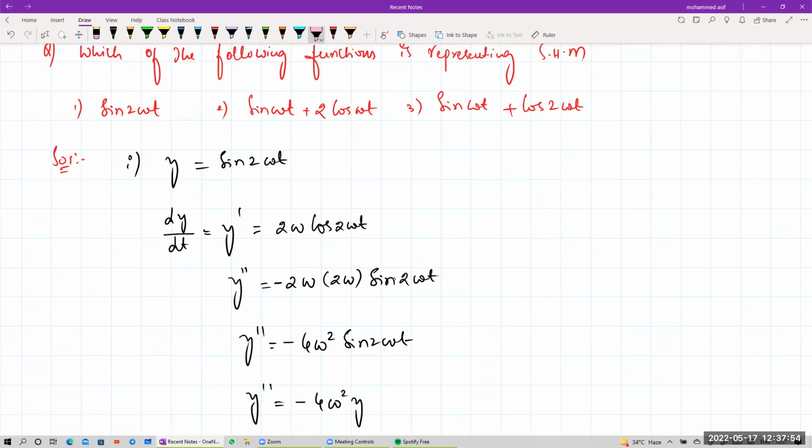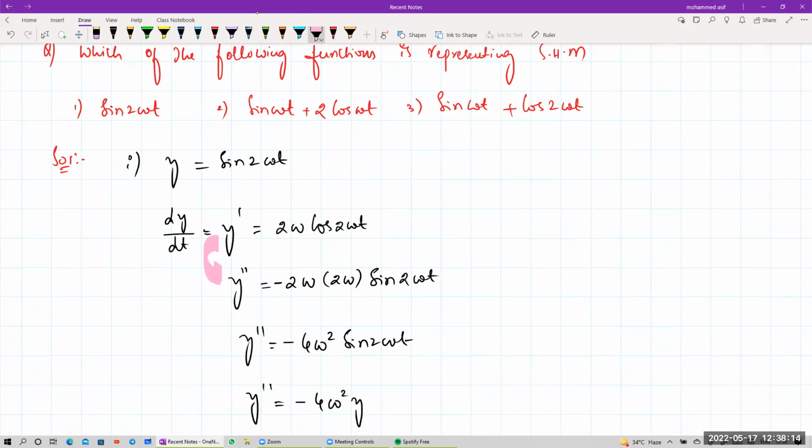Yes, sir. Try one more equation. These types regularly come, that is why I am making you do them. Which of the following functions is representing SHM? Is sin 2 omega t SHM or not? How do you identify that one? y equals sin 2 omega t. You differentiate y with respect to time. dy by dt means y dash. y dash equals 2 omega into cos of 2 omega t.